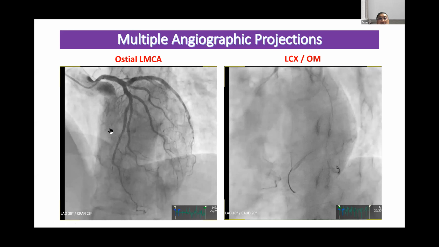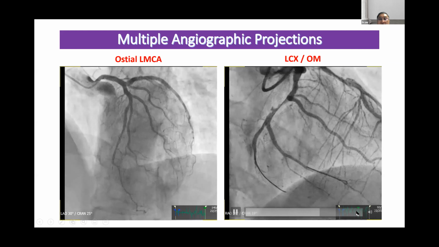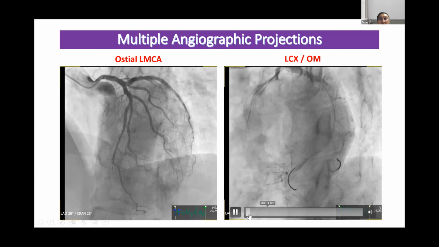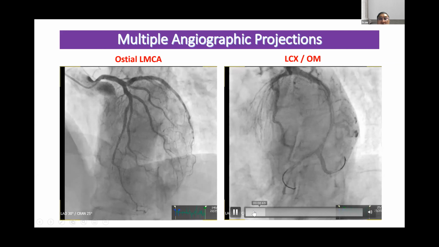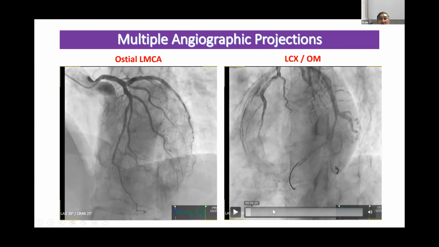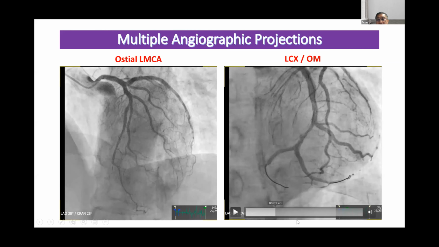And this is another example to look at the circumflex artery and the OM vessel. And in this particular example, if we scroll back here, then we can determine the optimal angle to place the stent here, right? Approximately here. Yeah.